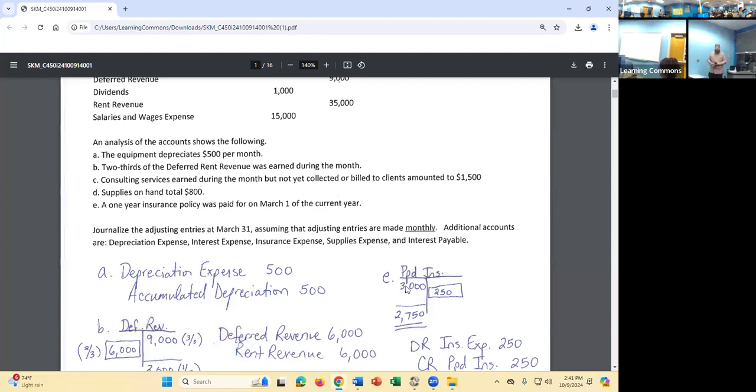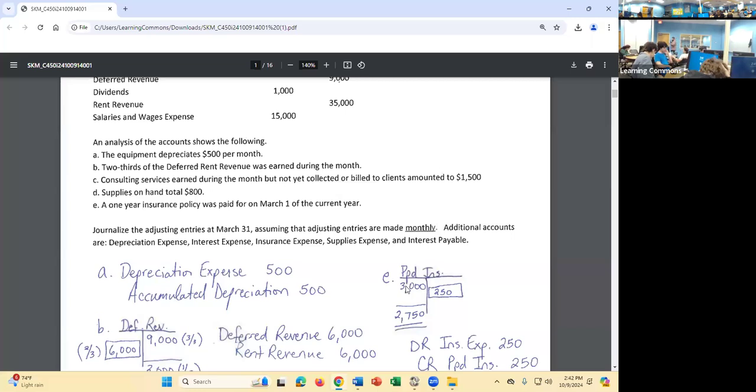Any questions on that one before we move to C? Okay, letter C says that we've earned consulting services during the month, but we've not collected it from clients, and it was $1,500.